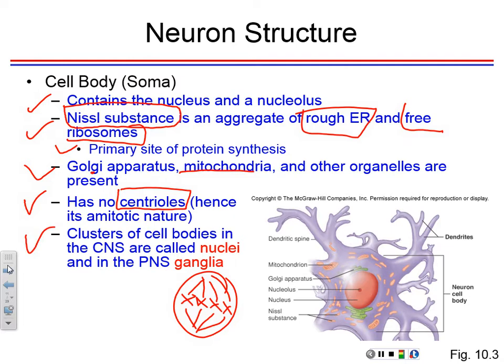Okay, so when you have clusters of neuron cell bodies in the peripheral nervous system, those are called ganglia. Okay, and if you have clusters of neuron cell bodies in the central nervous system, those are called nuclei. Okay, not the nucleus of the cell, but they're just called nuclei. It's spelled exactly like the plural of the nucleus of the cell, but it means just groups of neuron cell bodies in the CNS. Okay? So that's that.